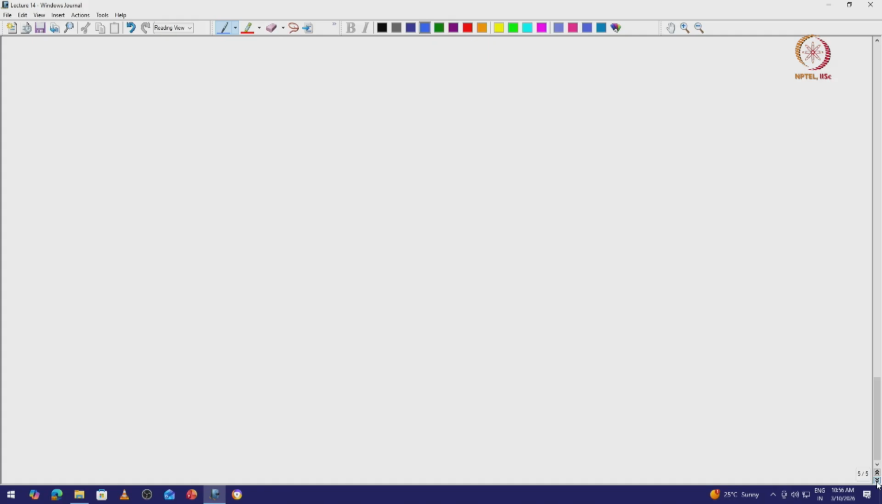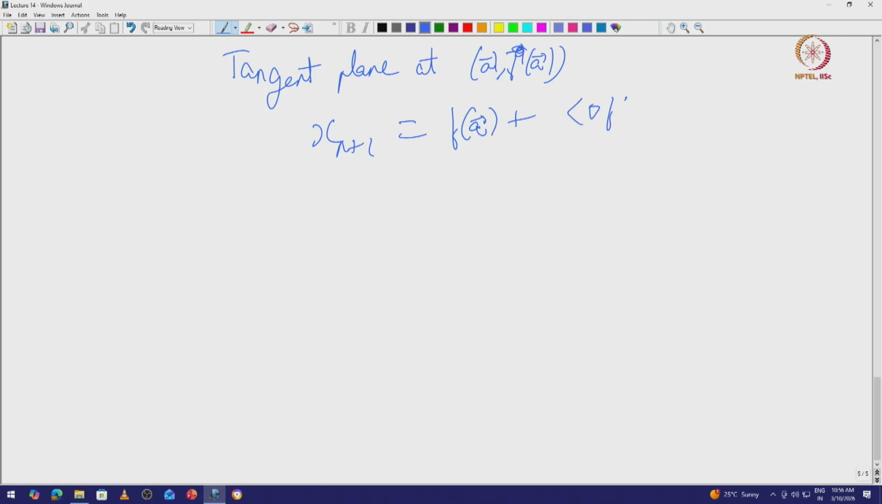This is the definition of the tangent plane to the graph of a function. Once again, okay. Right. So we'll come back to the tangent plane a little later.